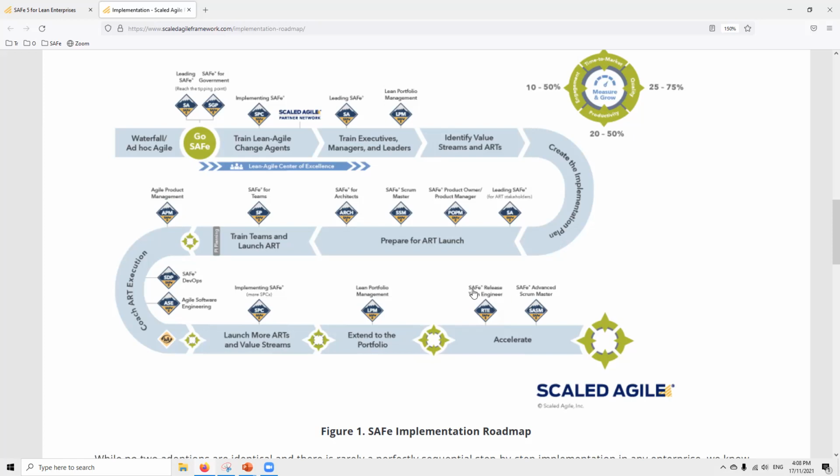Release Train Engineer is also a certification, but I'd not suggest this directly. Of course, you can take this directly, but what I'd suggest as a logical progression is from Scrum Master. You can take Leading SAFe if you want to go towards a managerial role, or a SAFe Scrum Master, and then come to Release Train Engineer. That's what I'd suggest. Okay, so this is all about the implementation roadmap.